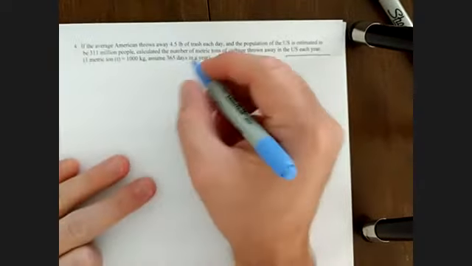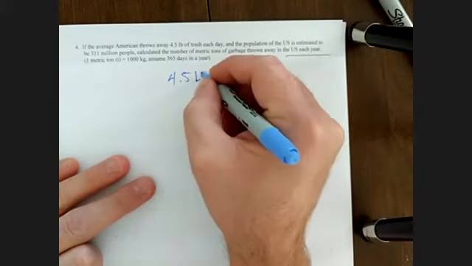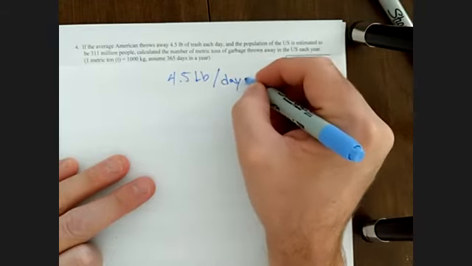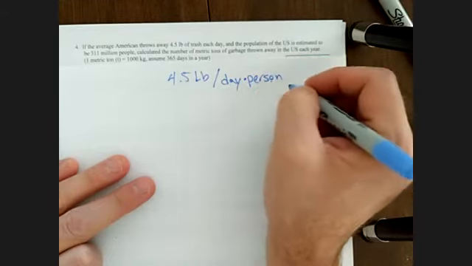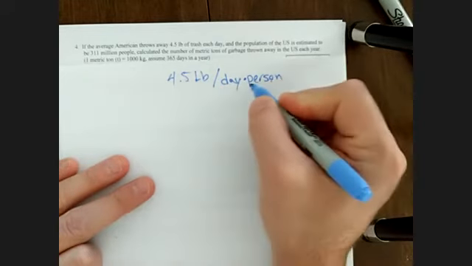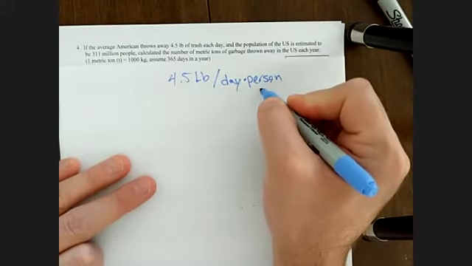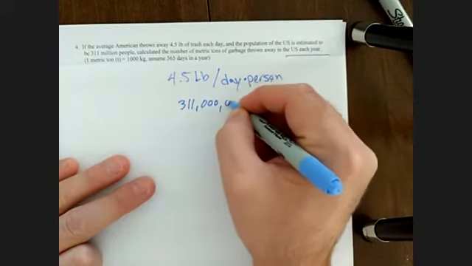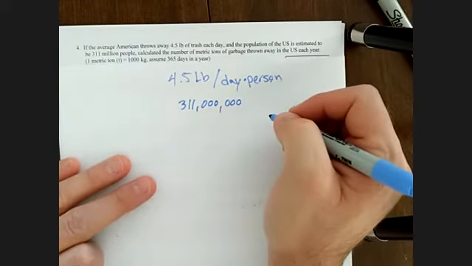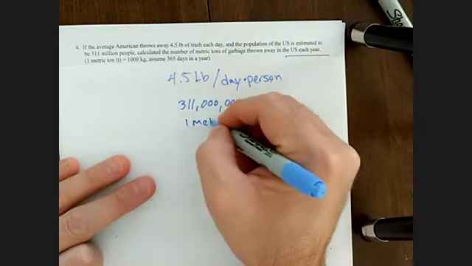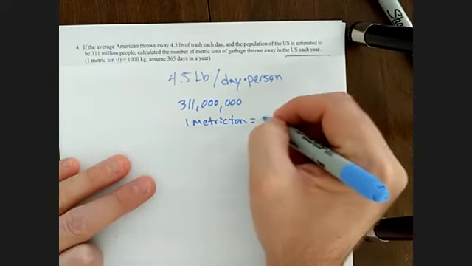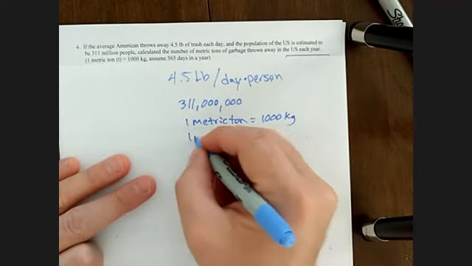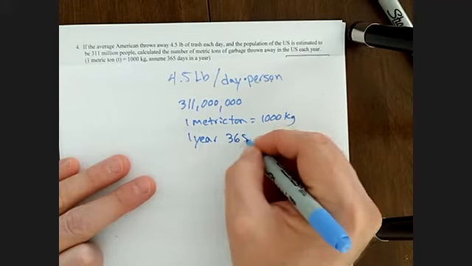All right, so we have 4.5 pounds per day, but that's also per person, right? So it's 4.5 pounds per person per day. There's 311 million people. 1 metric ton equals 1,000 kilograms. 1 year is 365 days.